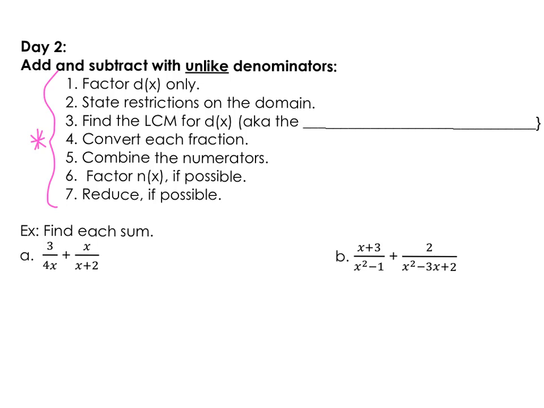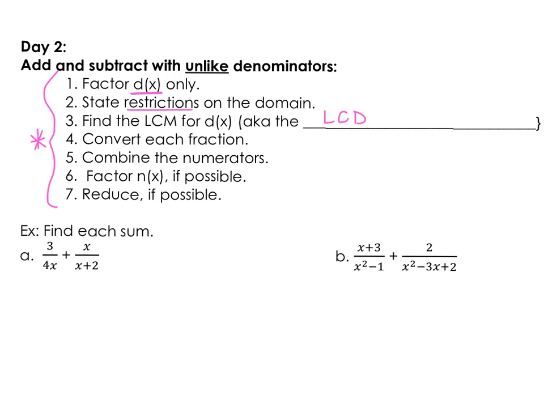To add and subtract with unlike denominators, the key step right out of the gate is step 1. We're factoring just the denominator. And then we're going to state restrictions in the domain. So this is the only time we have to do that. You'll notice at the bottom there aren't any restrictions again. And then we're going to tie in with what we talked about in day 1, find the least common multiple for the denominator, AKA the LCD, least common denominator.